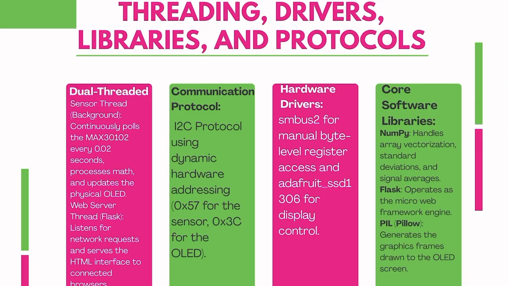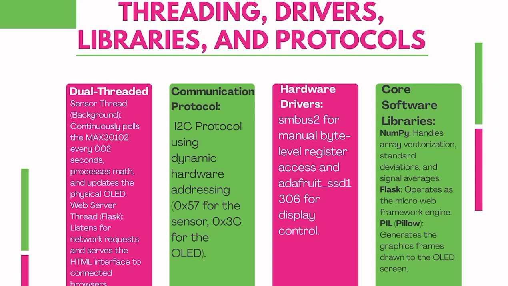Threading, drivers, libraries, and protocol. We use a dual-threaded architecture. The first thread is the sensor thread, which runs in the background continuously, polls the MAX30102 every 0.02 seconds, processes the math, and updates the physical OLED. The second thread is the web server, which runs with Flask, listens for network requests, and serves the HTML interface to connected browsers.